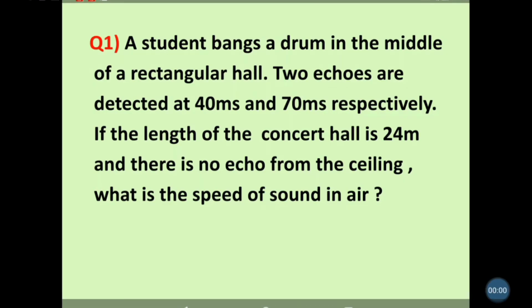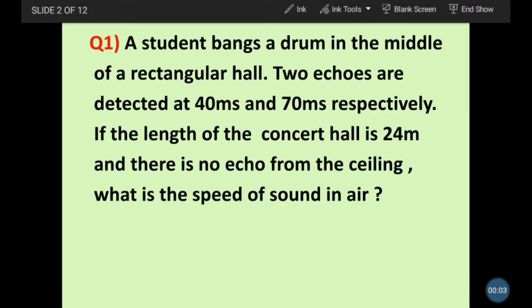Let's see numerical number 1. A student bangs a drum in the middle of a rectangular hall. Two echoes are detected at 40 milliseconds and 70 milliseconds. If the length of the concert hall is 24 meters and there is no echo from the ceiling, what is the speed of the sound in air?